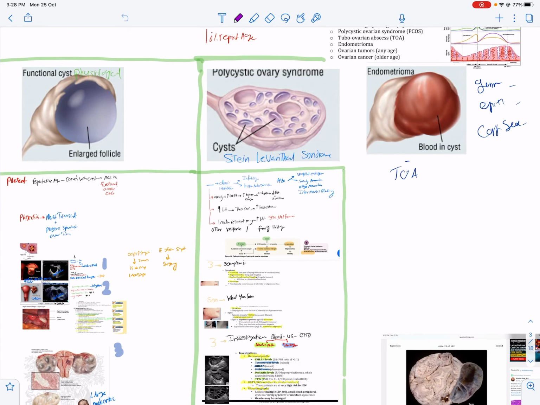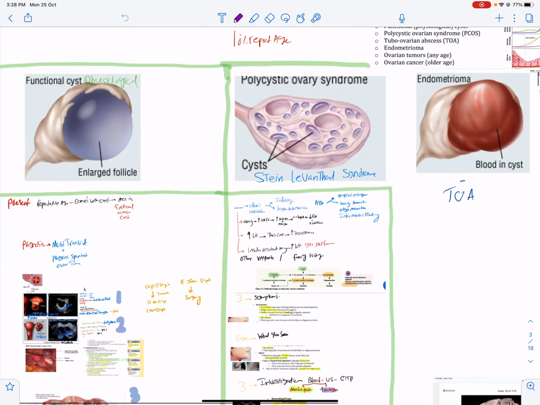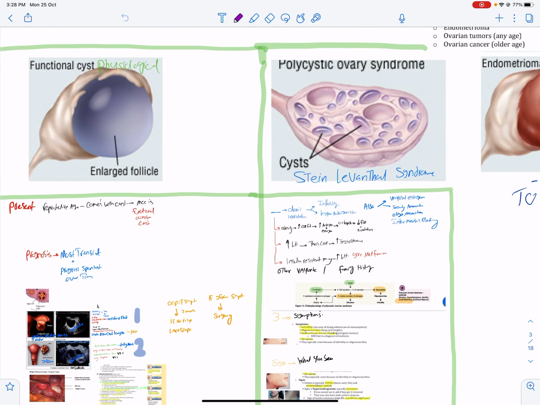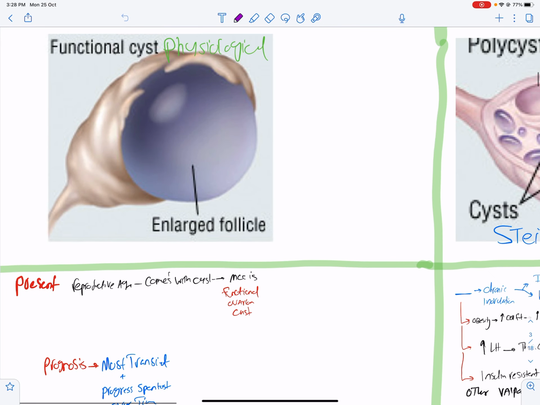اليوم إن شاء الله راح نتكلم عن الأوفيريان سيست. راح ناخذ نوعين، بناخذ الفانكشنال cyst وبناخذ البوليسيستيك ovarian syndrome. So we will start with the functional or the physiological cyst.